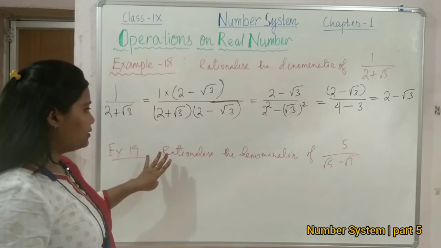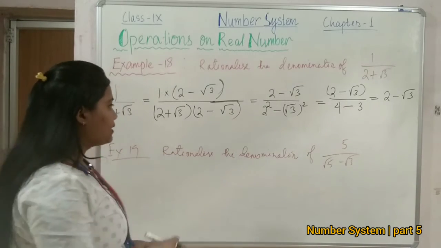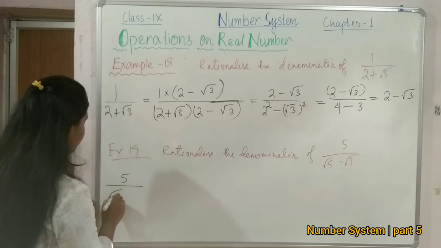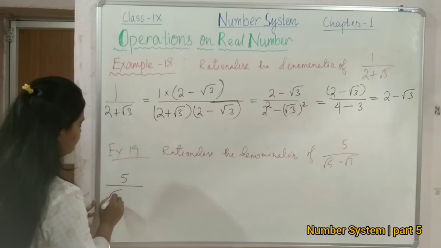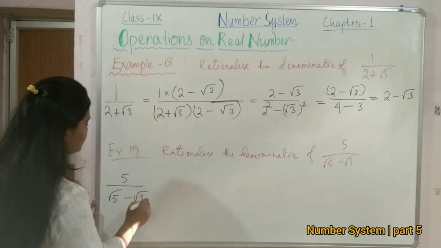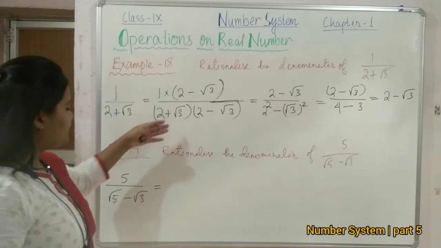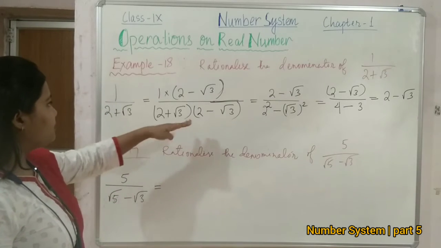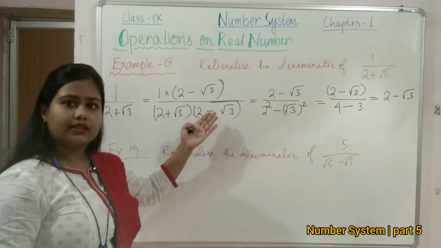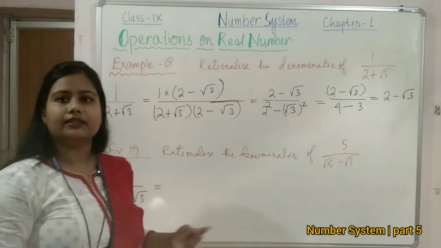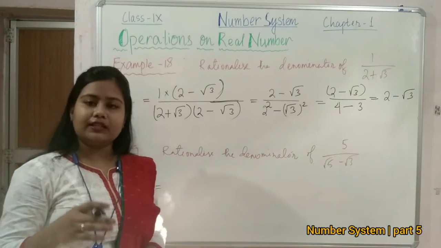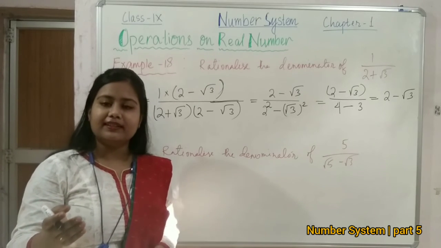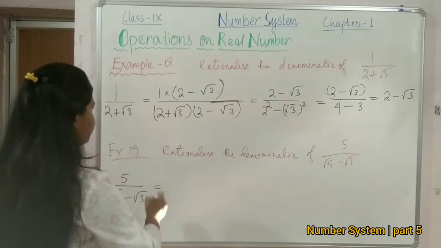Now let us solve example 19. Here it is given that 5 upon root 5 minus root 3. Again, the same trick will be used in this problem to rationalize the denominator. We may say that we used the fourth identity here and we are using the third identity here. But both the identities are derived from the identity of algebra, that is a plus b whole into a minus b, that is a square minus b square.